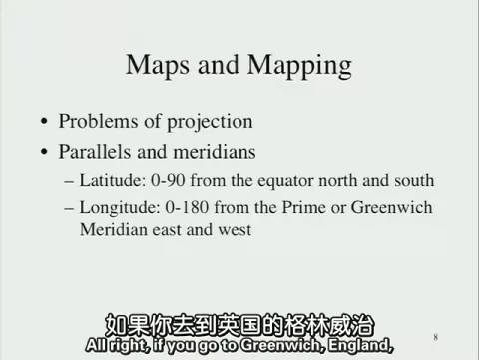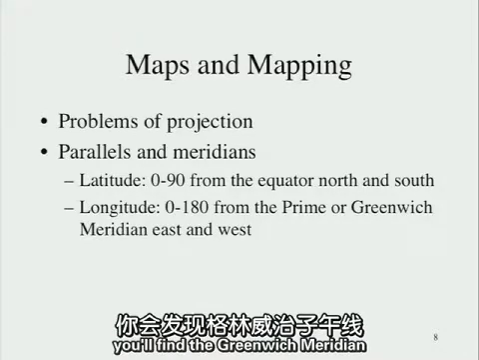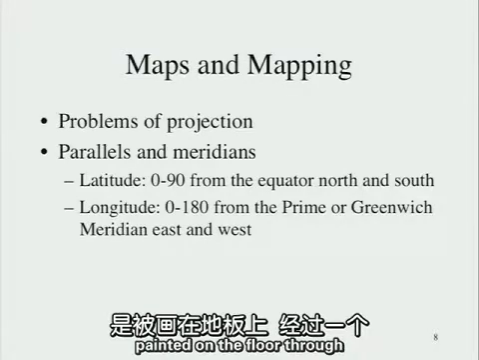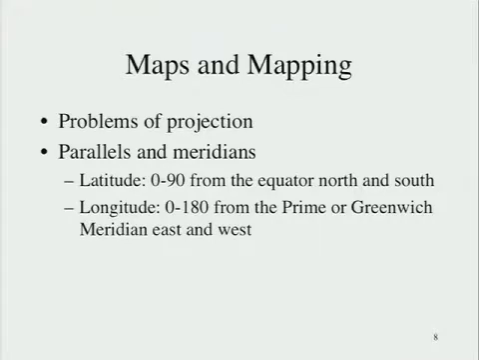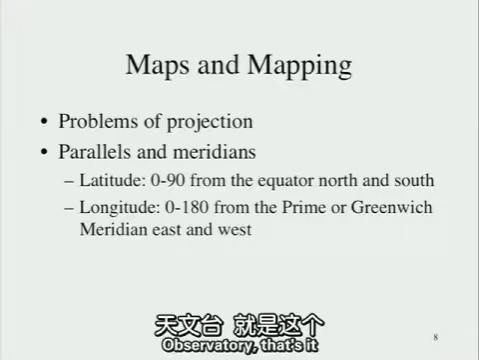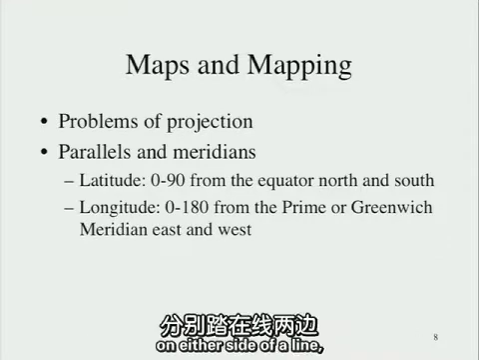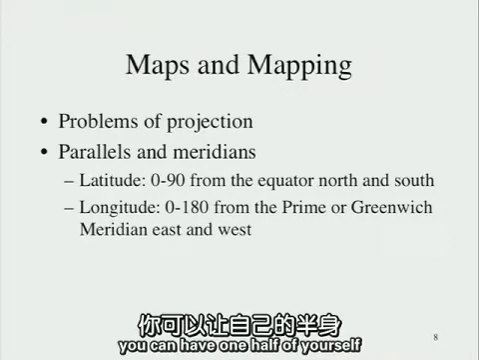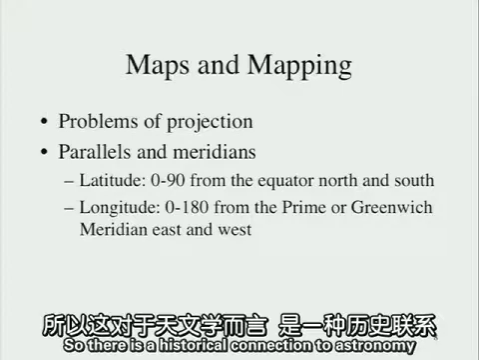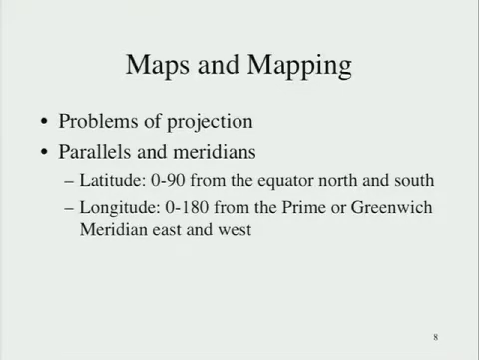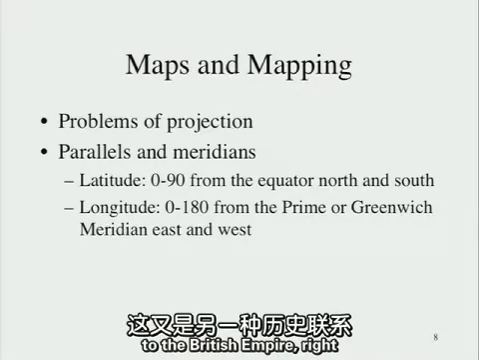All right. If you go to Greenwich, England, which is just outside of London, you will find the Greenwich meridian painted on the floor through a... God, I'm missing the word. Where you have big telescopes. Observatory, that's it. There's an observatory there. And you can put one foot on either side of the line. You can have one half of yourself in the eastern hemisphere and one half of yourself in the western hemisphere. So there is a historical connection to astronomy that's worth noting, and there's another historical connection to the British Empire, right?